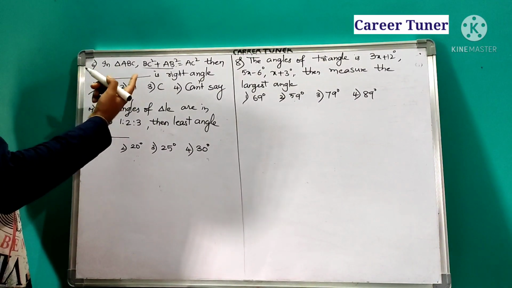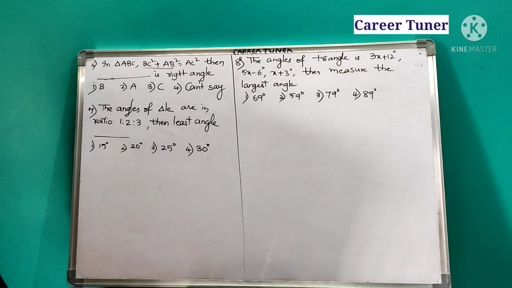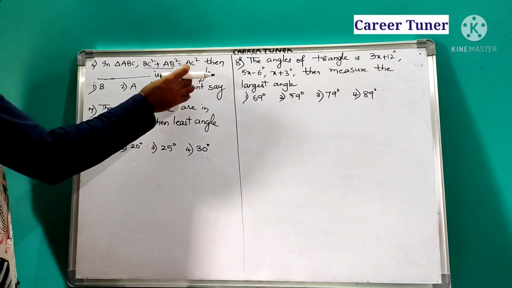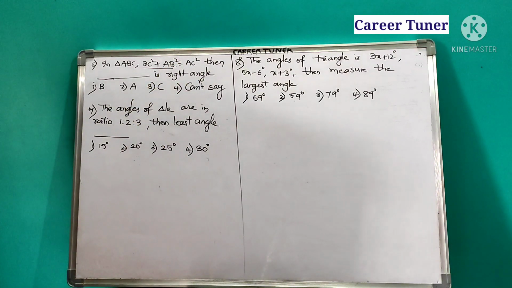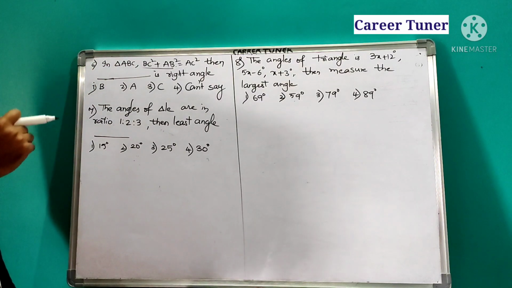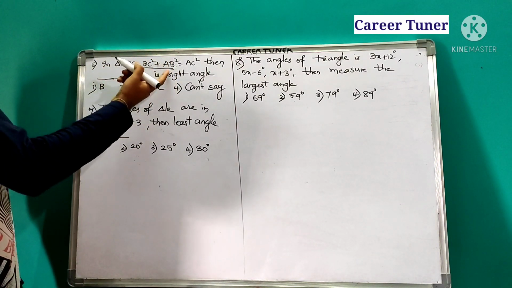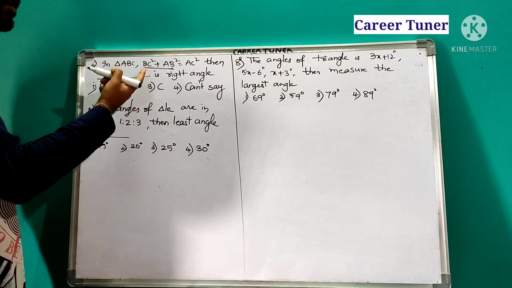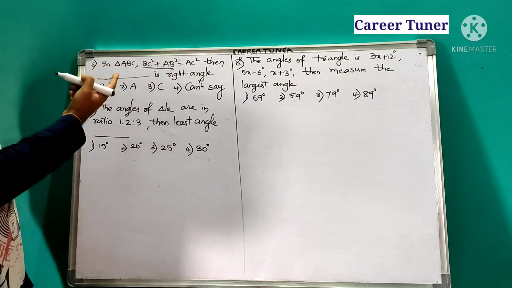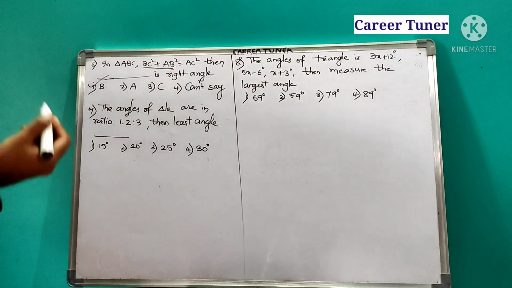Sixth question: in triangle ABC, BC square plus AB square is equal to AC square, then dash is a right angle. Here he is asking us to find where the right angle position is. Among A, B, C, in order to find it, we have a small logic. Look here, this is BC square plus AB square. Now you see these both, B is common. Since B is common, where will the right angle be? It will be at B only, that's it.